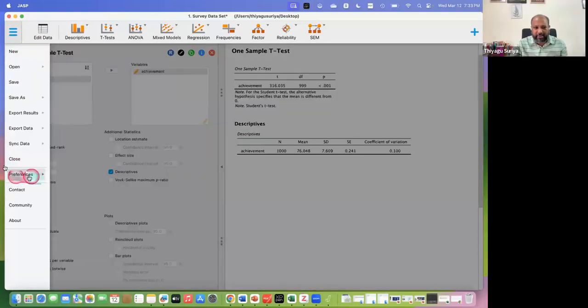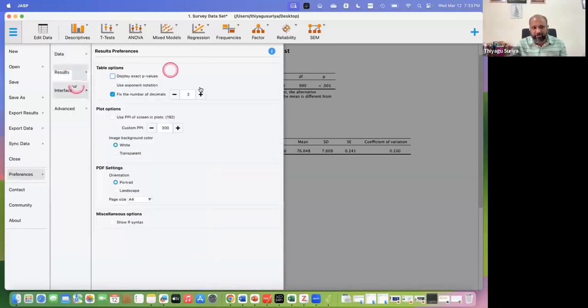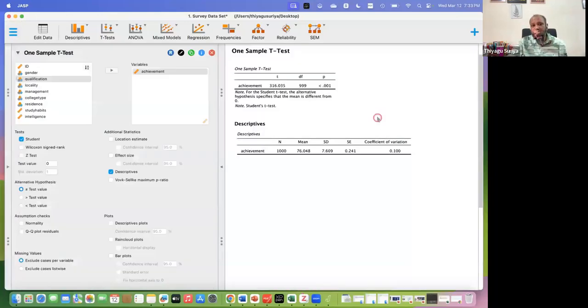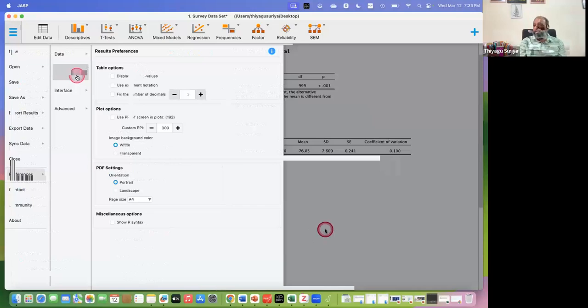Go to the settings, go to the preference, go to the results, and check whether you clicked anywhere. You click this display exact. I think you may have clicked this one. Kindly check your preference. Go to the preference, go to the results, and kindly fix the 3 digits, and don't change. Suppose unknowingly you made some kind of customization in this. Kindly check at your end. Okay, sir, it will be solved.